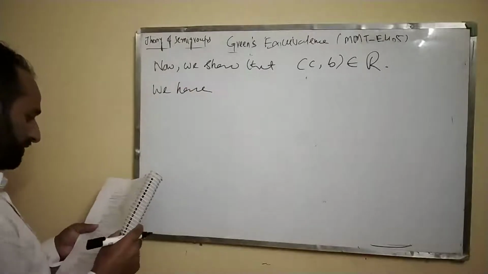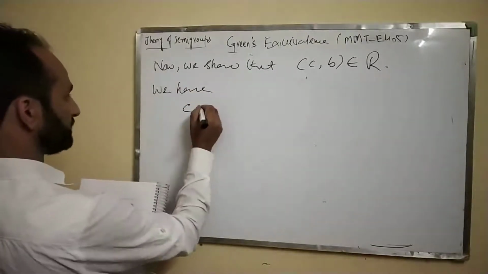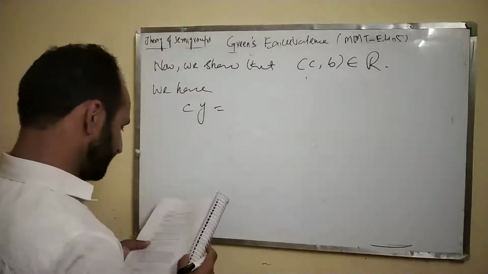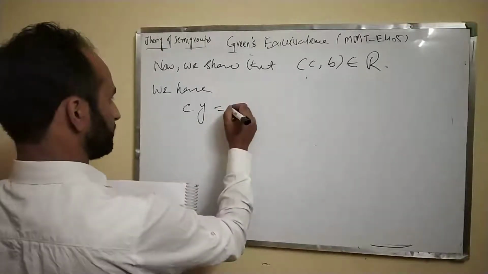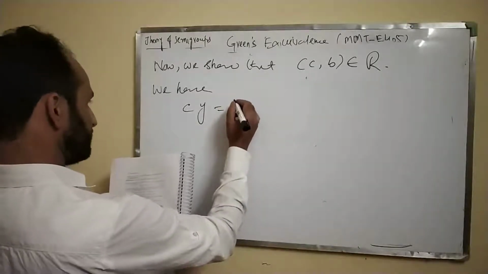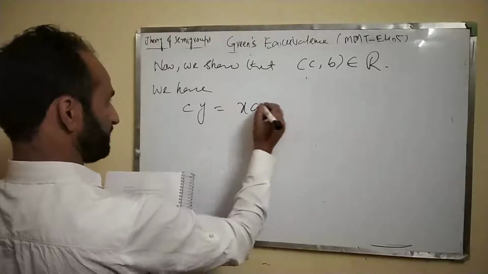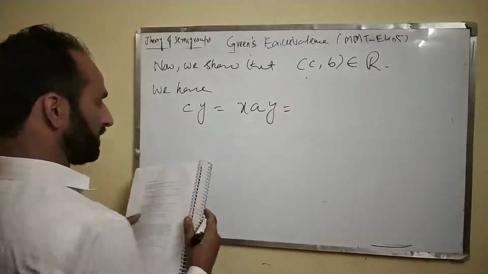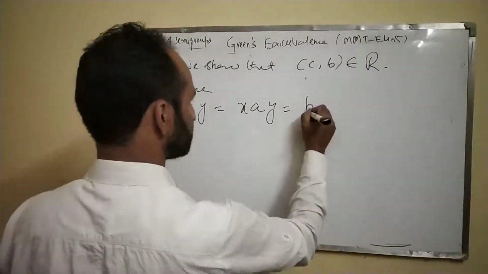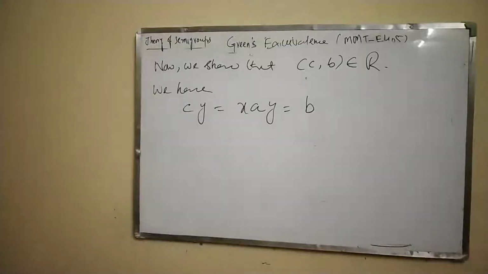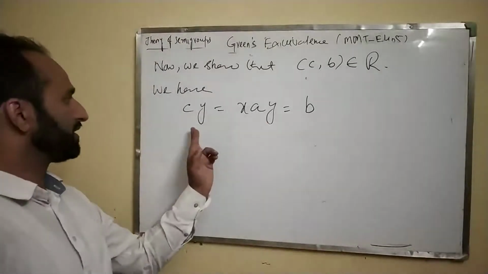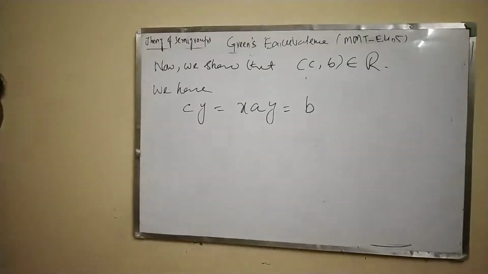We have this equation Cy is equal to B. What is C? C is actually XA by our definition, so XAY, but XAY is equal to B. So C times Y is equal to B. Now I will show that B times some element of S is equal to C.